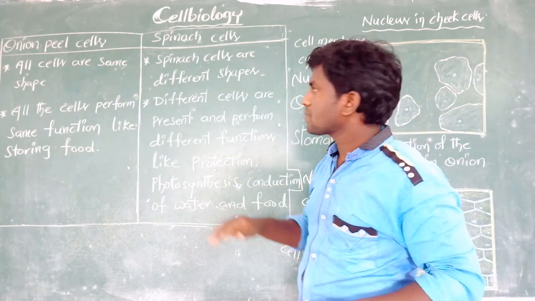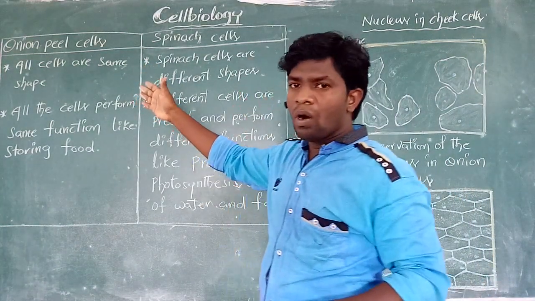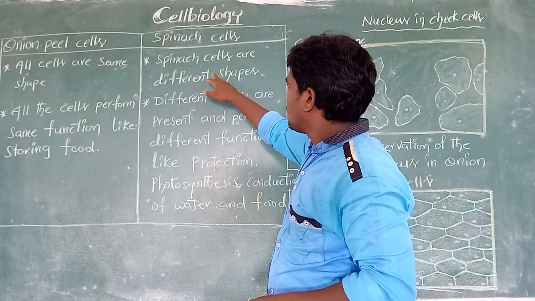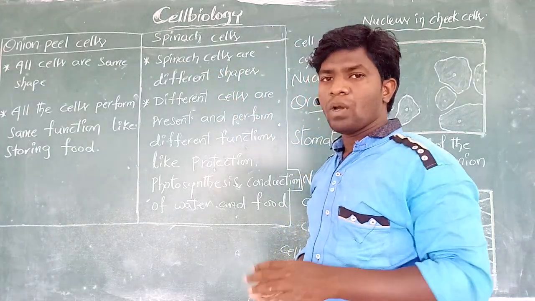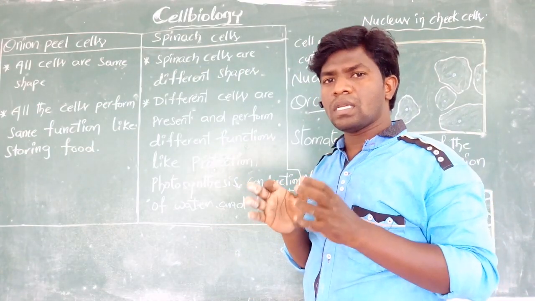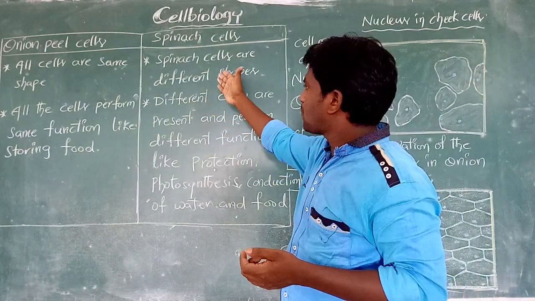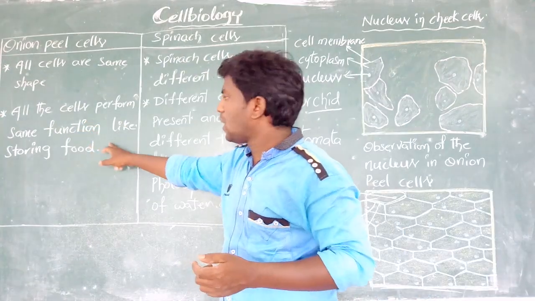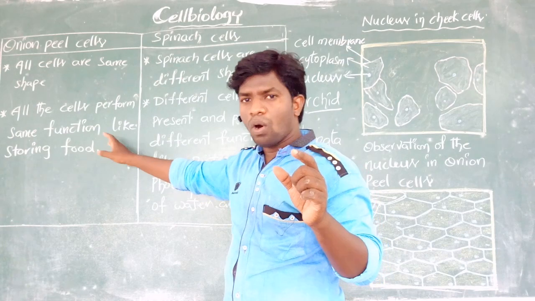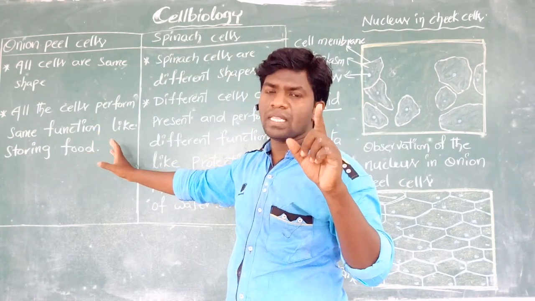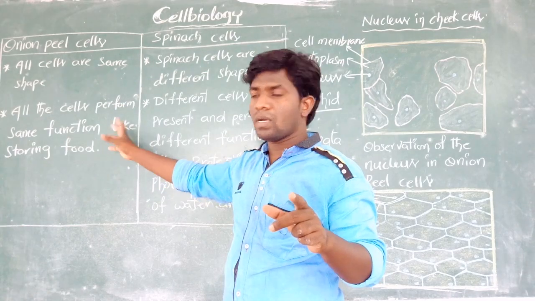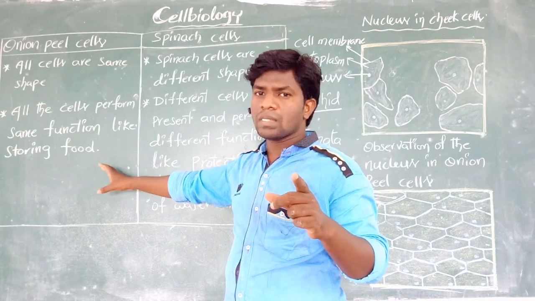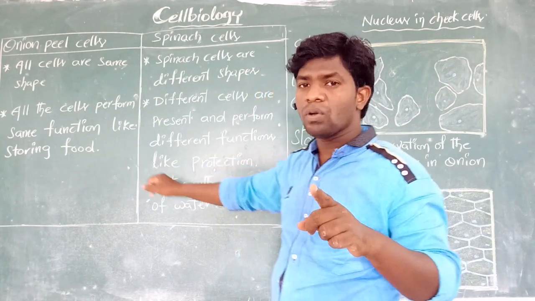Look at the board. In onion peel cells, all cells are the same shape. Here spinach cells are different shapes. All onion peel cells are the same shape, and spinach cells are different shapes. All these cells perform the same function, storing food. Onion peel cells perform one and only activity, that is storing of food. There are a number of cells, but all are the same shape, performing one activity, storing of food.